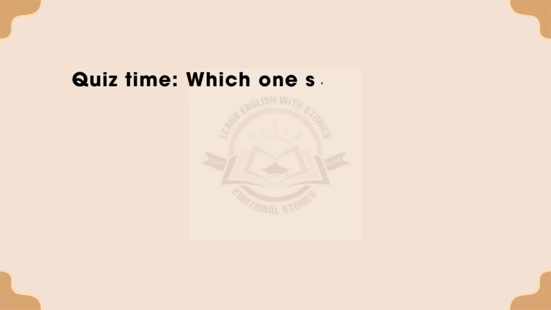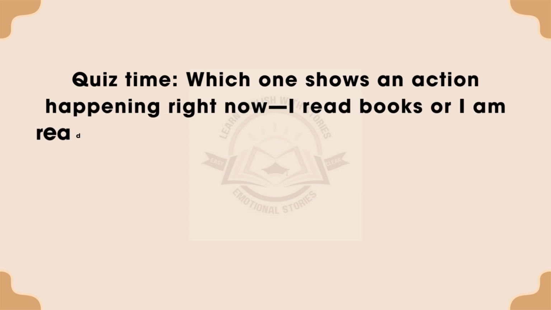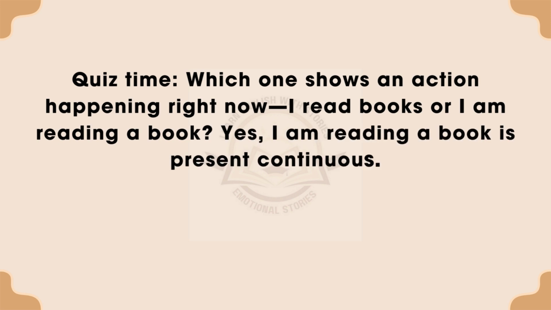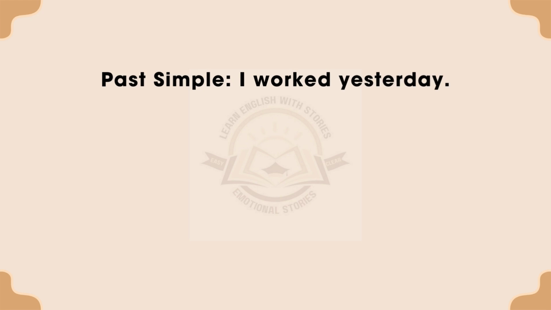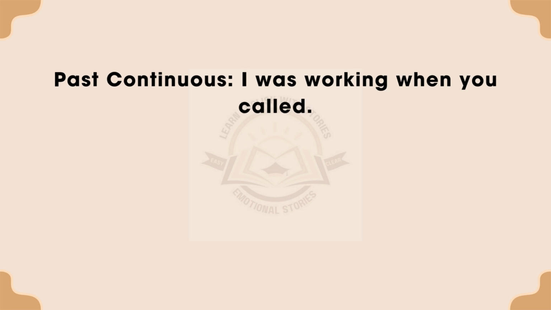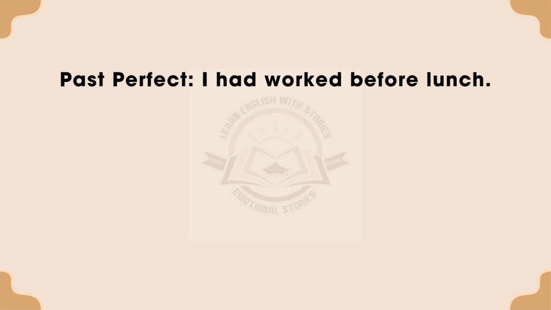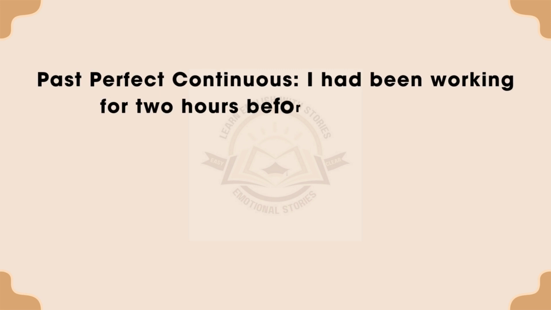Quiz time. Which one shows an action happening right now? I read books or I am reading a book? Yes, I am reading a book is present continuous. Now for the past tense forms. Past simple. I worked yesterday. Past continuous. I was cooking dinner when the phone rang. Past perfect. I had worked before lunch. Past perfect continuous. I had been working for 2 hours before you arrived.